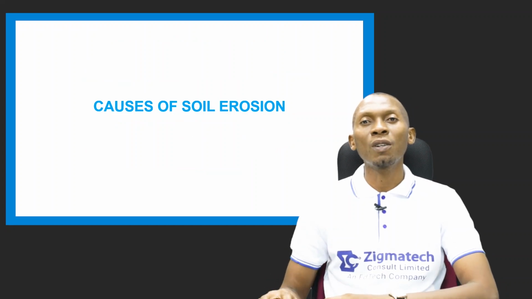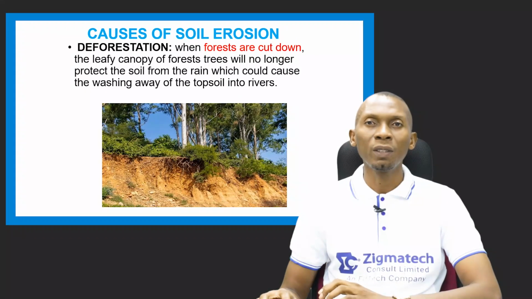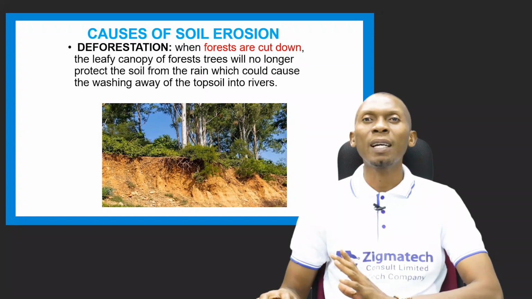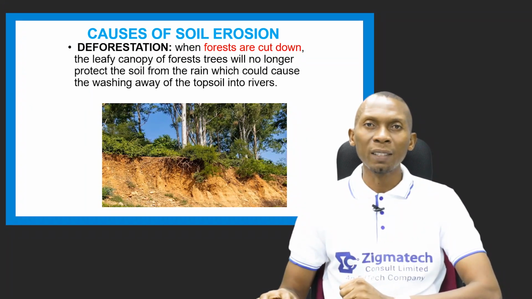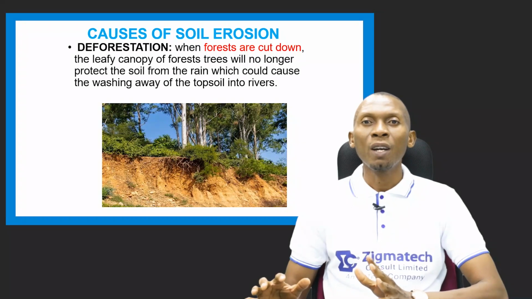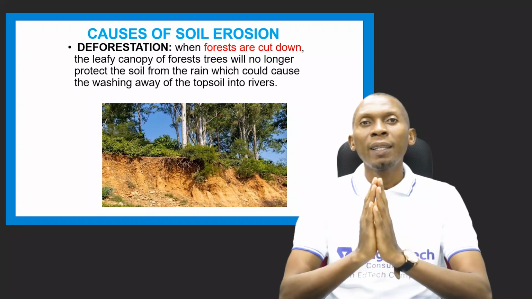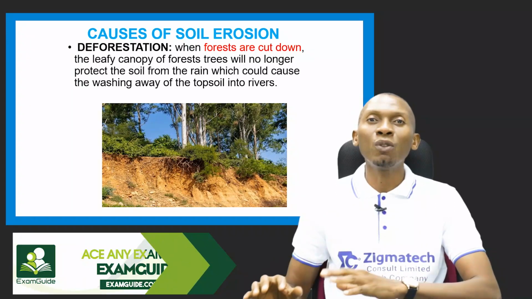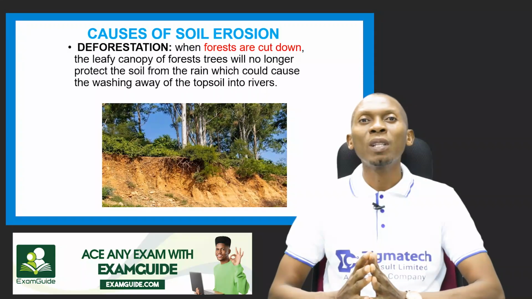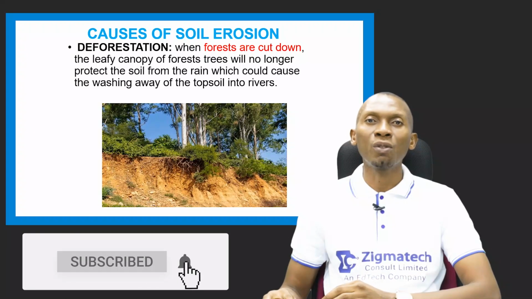So let's look at the causes of soil erosion. One of the causes of soil erosion is called deforestation. You can hear the word forest there, but we're talking about deforestation. Now, this has to do with the cutting down of forest trees. Trees usually have what is called a canopy, which is like a top coverage where they branch out from the trunk. That top part is called the canopy. So once these leaf canopies are no longer present due to deforestation, it will expose the soil to rain, and this can cause the washing away of the topsoil into rivers.